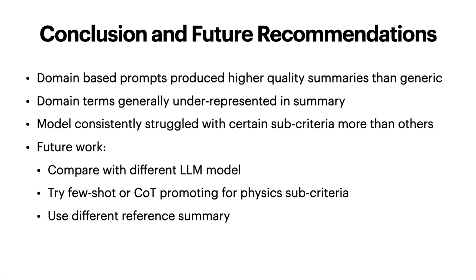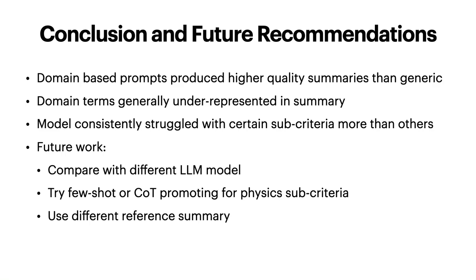Overall, it was found that using a domain-based prompt produced better term coverage and physics correctness score than a generic prompt. Term frequency drift analysis revealed that most terms are generally underrepresented in the summary. Physics subcriteria analysis showed that there are certain areas that the model struggled with more than others.